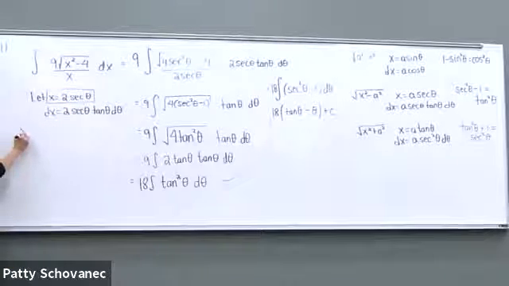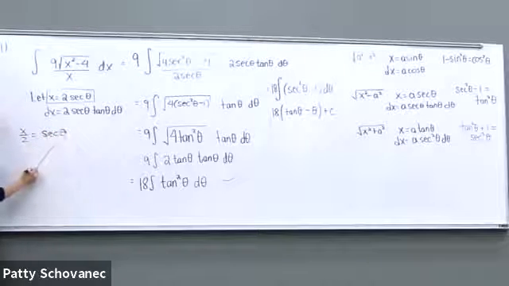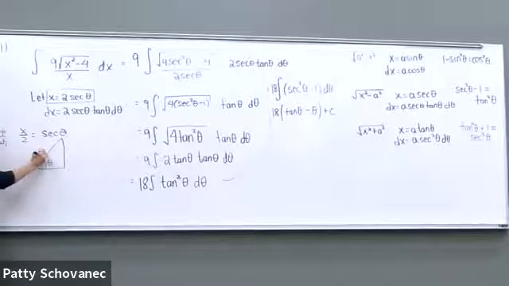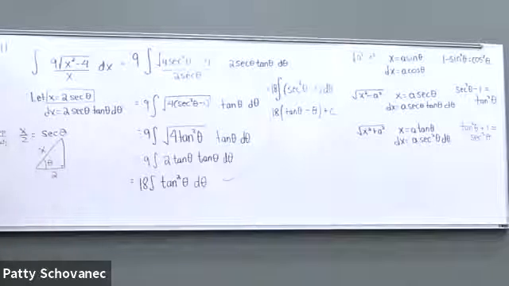Write that as x over 2 is equal to the secant of angle theta. So here's theta. The secant is the hypotenuse divided by the adjacent. So I make my hypotenuse length x and the adjacent length 2. And then we find the third side.